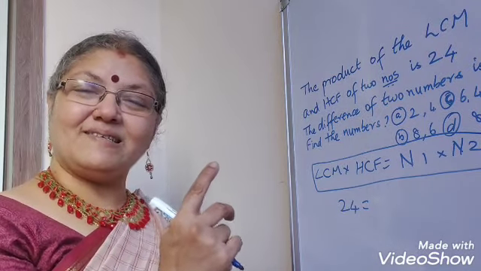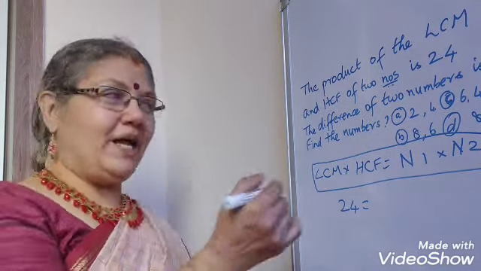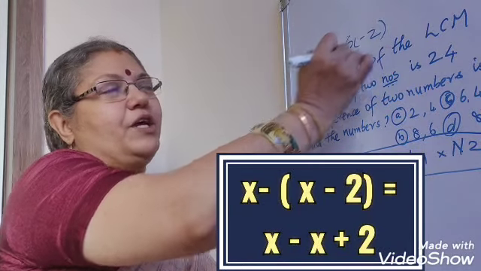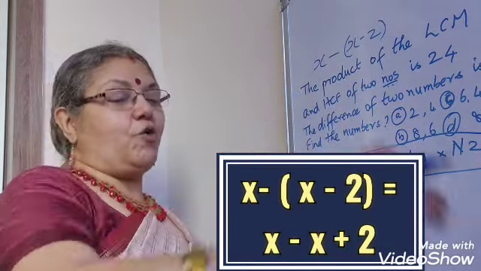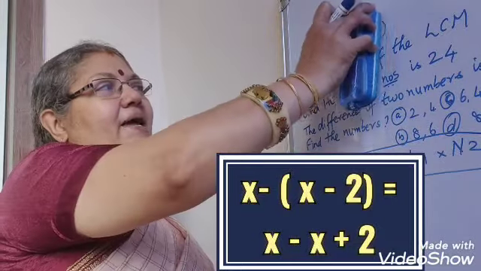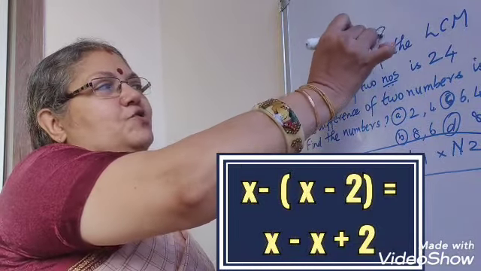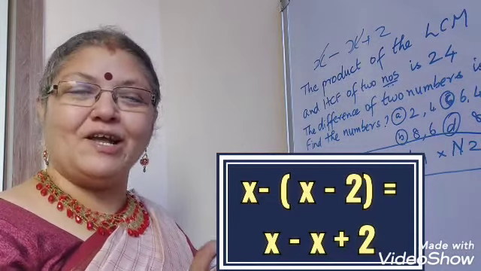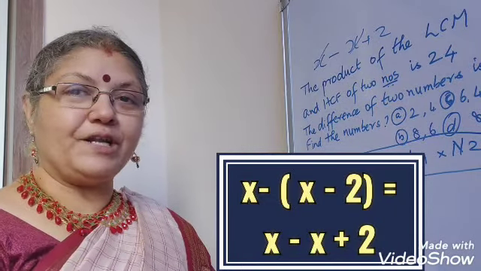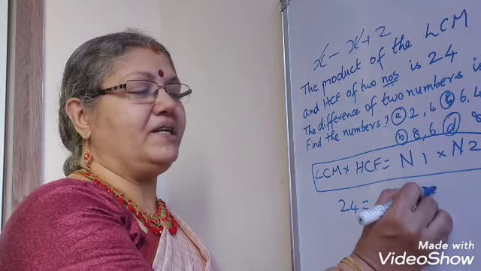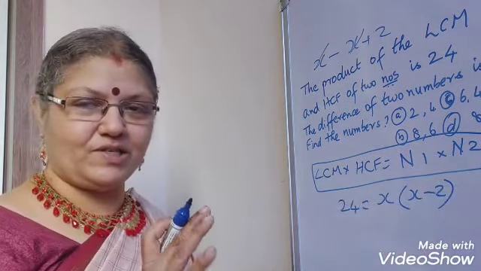If I have x minus 2, remember you're putting it in brackets here. So when I open up the brackets, it becomes x minus x plus 2, which means the difference will be 2 here. So your numbers n1 and n2 will be x into x minus 2, or you can write it as x plus 2, as I told you.